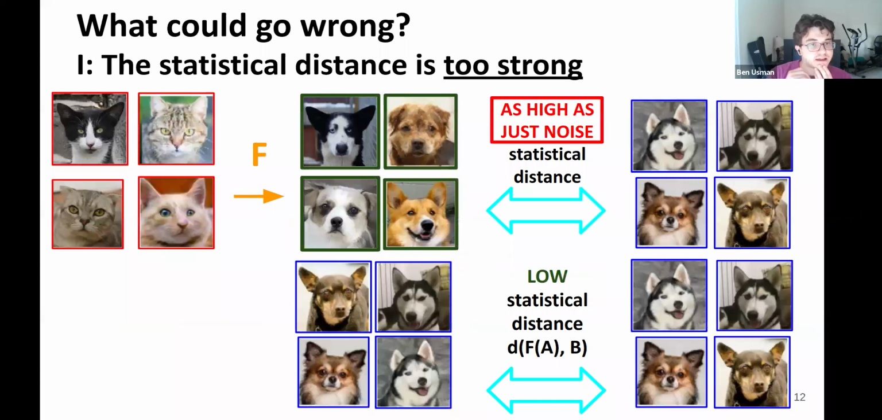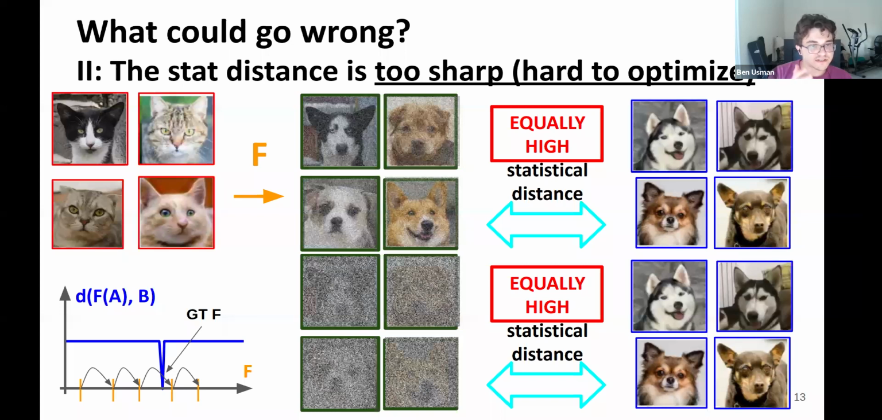Another option is that it might be so strong, so to speak, that it stays very high unless each of the generated dogs precisely matches some real dog from the training set, which is also bad, because that would mean that even the correct ground truth mapping would have very high loss, and therefore we will never possibly converge to it. And even if the statistical distance is properly high for bad images and properly low for the ground truth mapping, things could also go wrong if this transition between high and low value regions is too sharp, preventing our iterative solvers from ever finding this minimum.